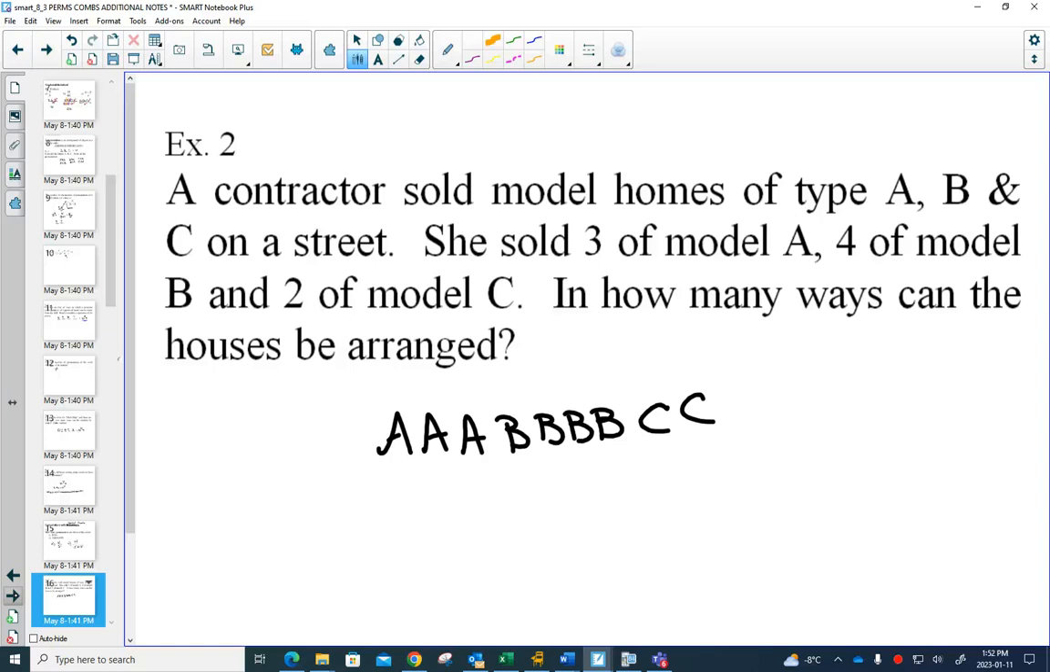How many ways could this be done? Well, this is an identical objects question. If they were all 9 houses different, it would be 9 factorial. But now we have identical objects, and we have to divide out the identical objects.